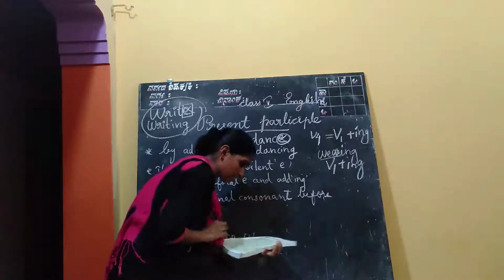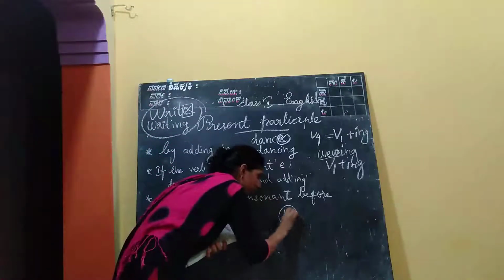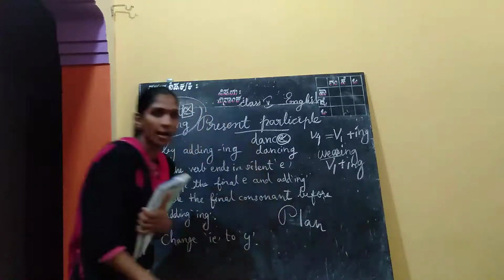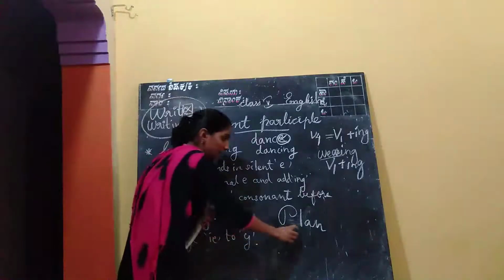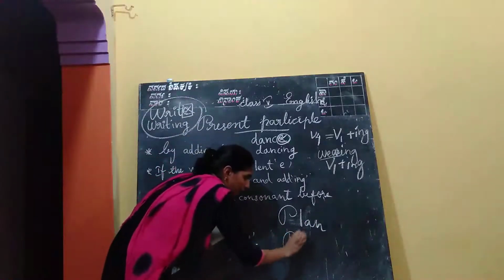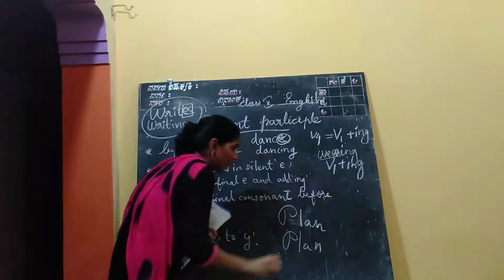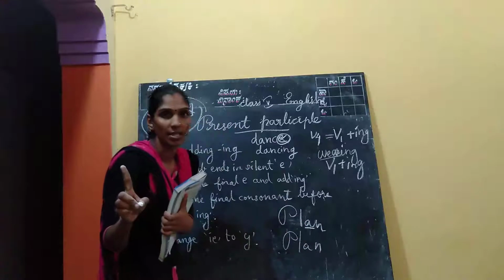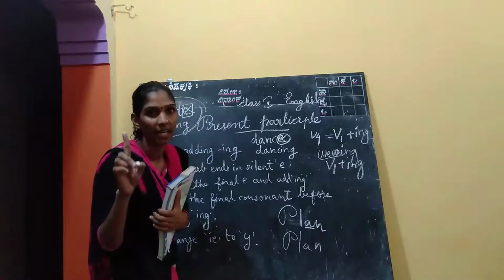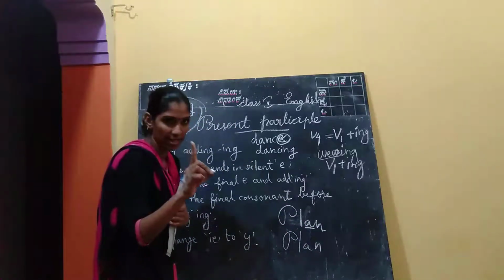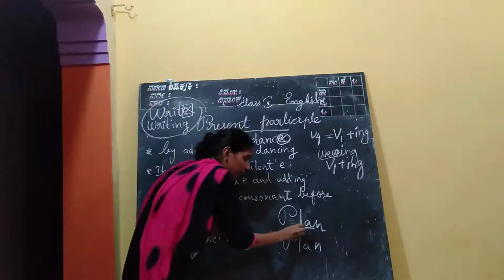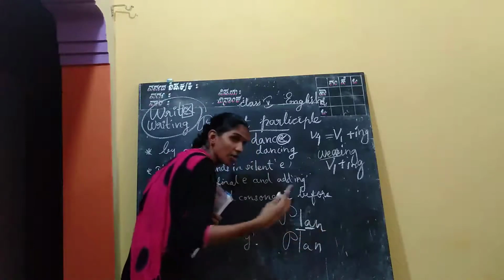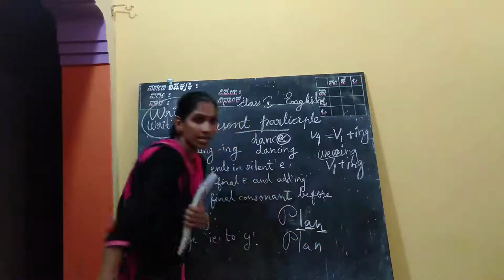For example, what example is given there? Plan. That plan is given there. P-L-A-N. See there? Here only one vowel sound is there. Before that, a consonant is there. After the vowel sound, what is there? Again one consonant is there.